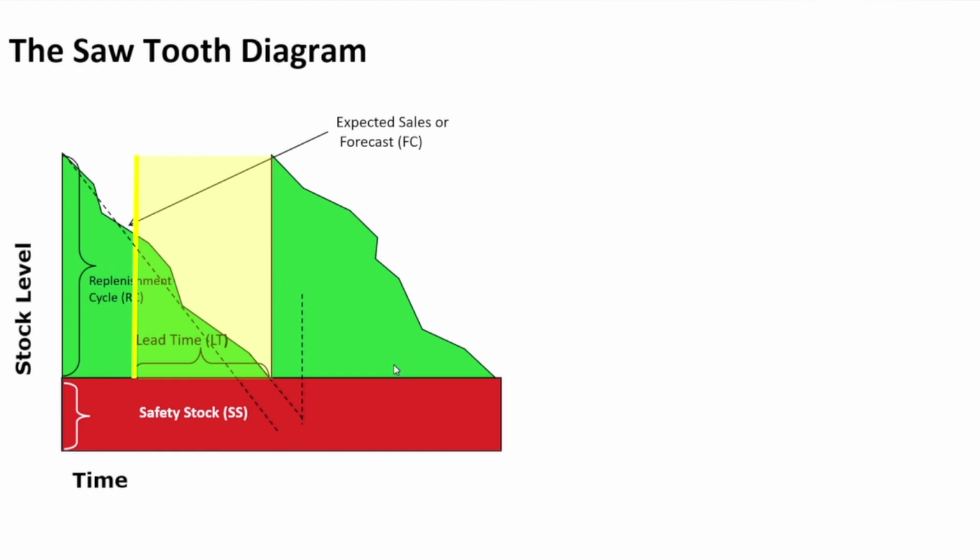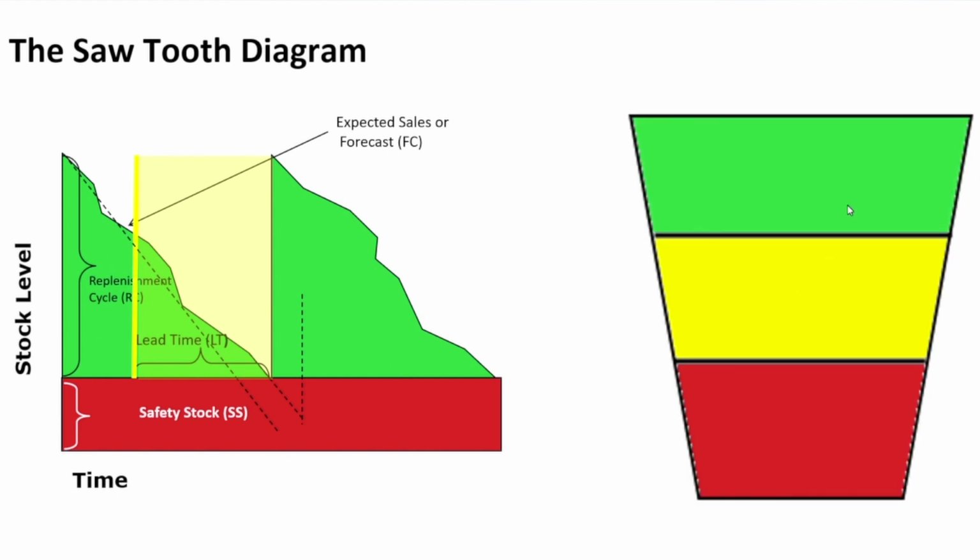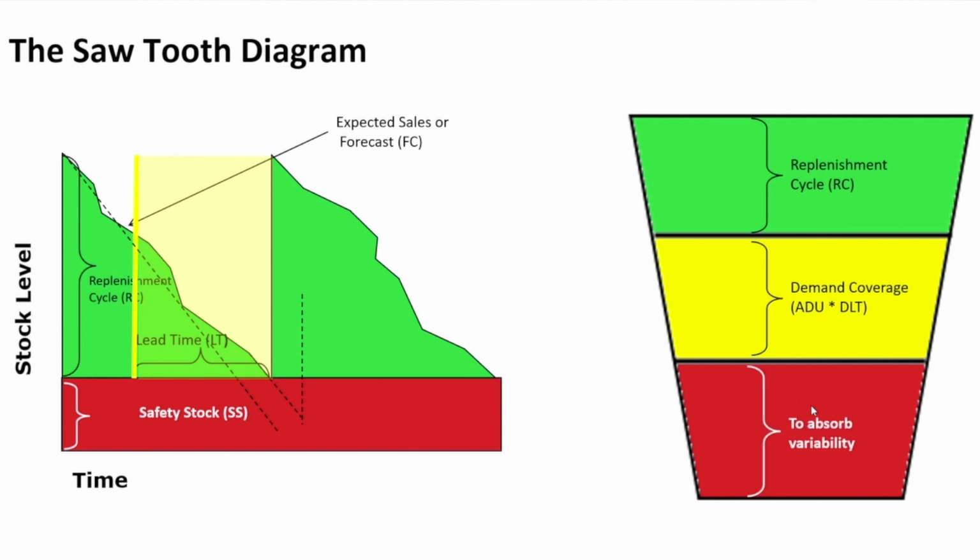Now let's relate that to a buffer. So here's your buffer. The green zone of the buffer is my replenishment cycle, how much I expect to order. The yellow part of the buffer is my demand coverage, how much I expect to use from the time I place the order until it actually arrives into my business. And the third part of the buffer is my red zone, which is where I'm going to absorb the variability. So as you can see, the buffer is so much more than just safety stock. It includes all the elements required to determine a replenishment order.